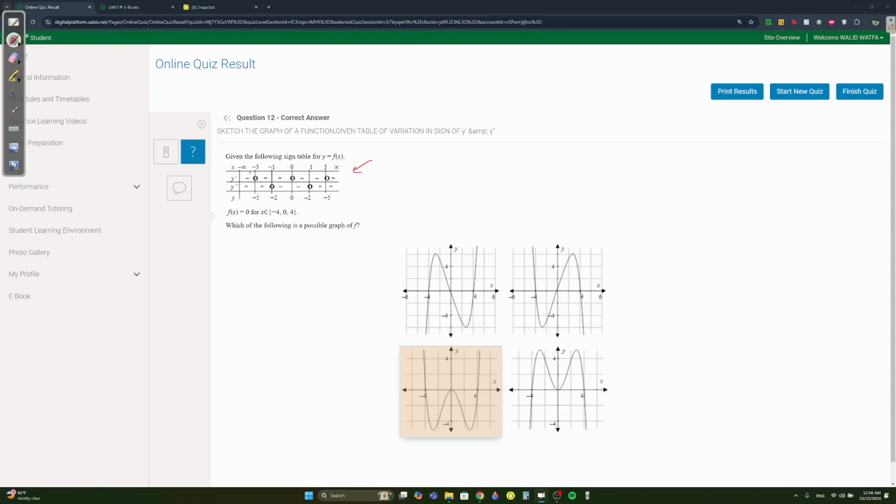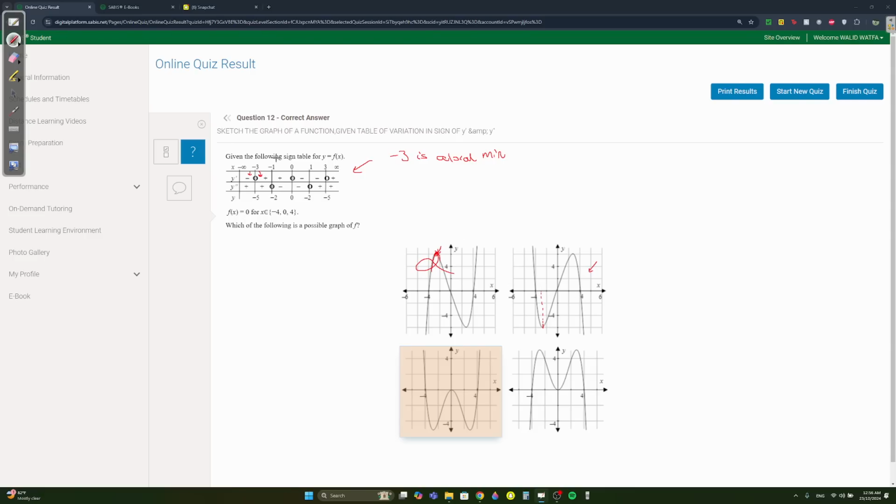Minus 3, it was decreasing, then started increasing. So that means at minus 3, it's a local min. So let's go to minus 3. Can it be this one? No, because at minus 3, it's a maximum. So this is wrong. How about this one here? Minus 3, it's a minimum. Okay, it could be this one.